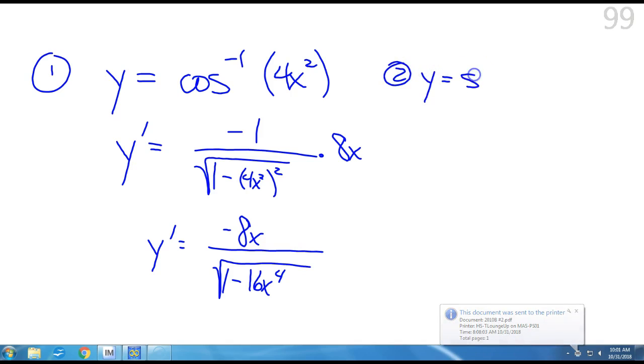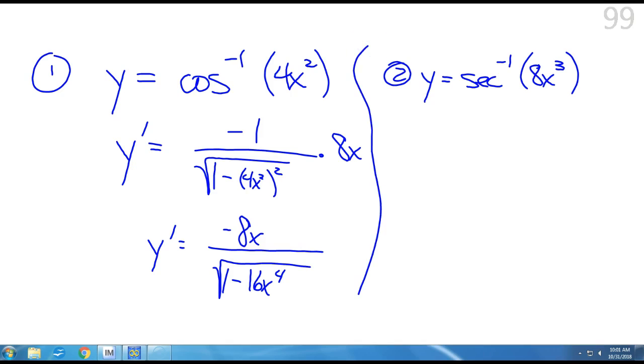Let's say secant inverse of 8x to the third. I mean, that's the general form of every problem: something inverse of something simple. We use the rule, multiply by the chain rule part of it, and you're good.